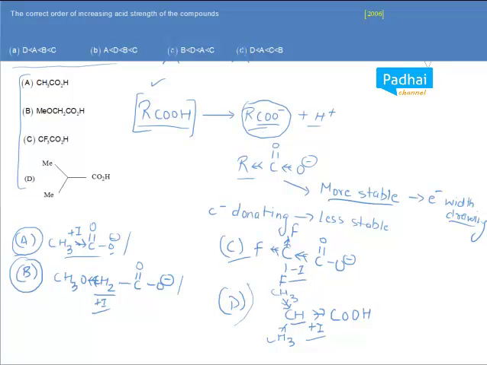That means this compound is least acidic. Why? Because if we draw the conjugate base, this will be least stable. If this is least stable, that means this compound will be less acidic, right? So D should be least acidic. That means option A is correct.